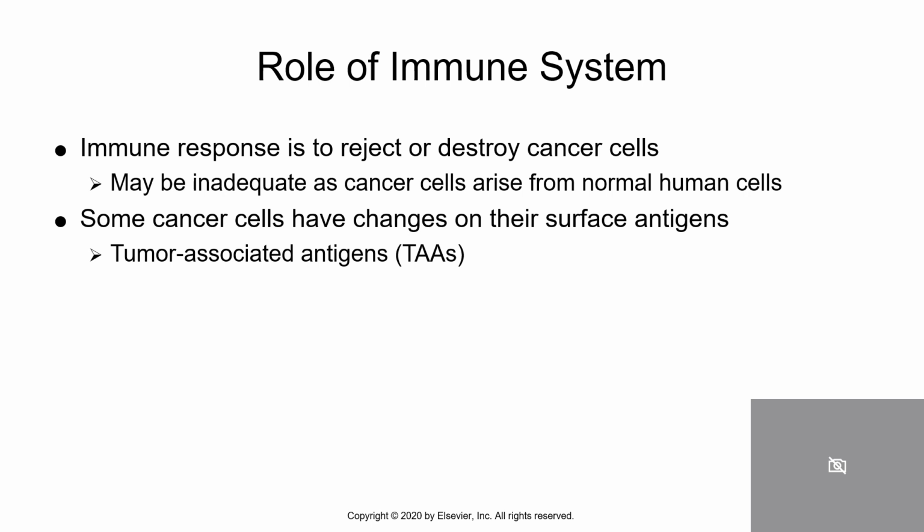Humans have these fascinating immune systems that help detect invaders, whether it be viruses, bacteria, and help respond to cancer cells. And so the immune system is supposed to respond to these cells. It's supposed to reject and destroy these cancer cells. But we know that in many cases it's not adequate as these cancer cells continue to develop. And what occurs is that these cancer cells have changes in the antigens that are on their surface. So they're called tumor-associated antigens.